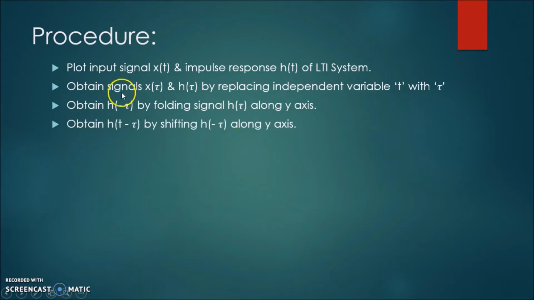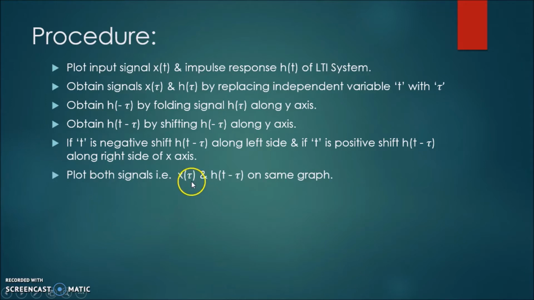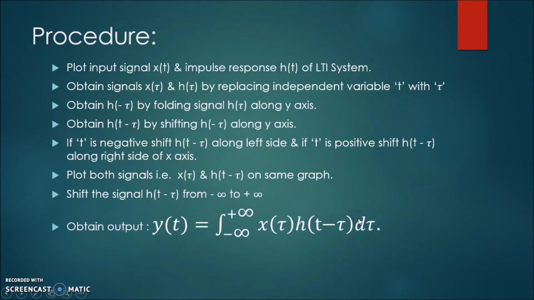Next, we have to shift the h of minus tau along the x-axis, such that if t is negative, we shift h of t minus tau to the left side, and if t is positive, then we shift h of t minus tau to the right-hand side of the x-axis. In the next step, we plot x of tau and h of t minus tau on the same graph, and we shift h of t minus tau from minus infinity to plus infinity.